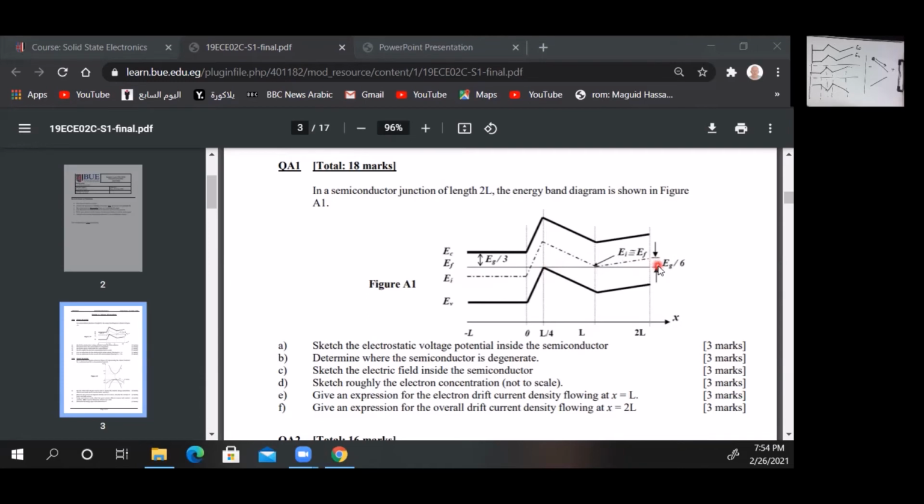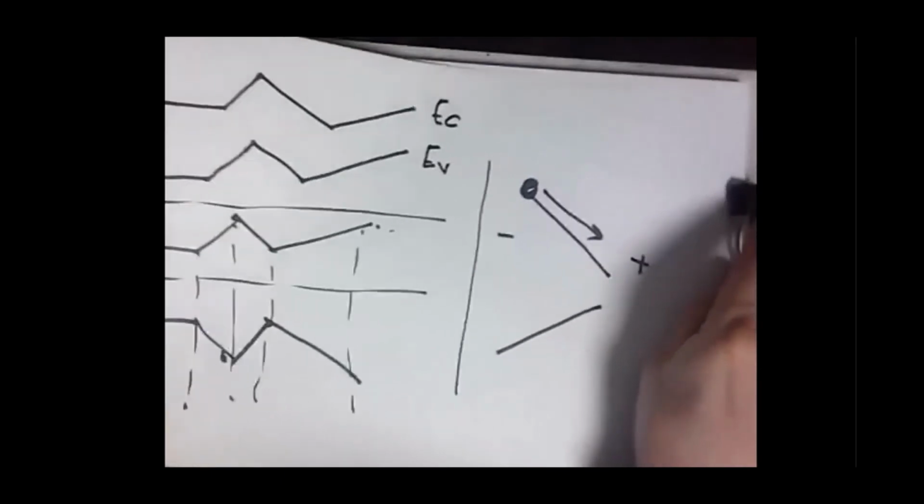Okay, but our question is about the degeneracy. At which part of this device is the energy band diagram degenerate, or the semiconductor degenerate? So a degenerate semiconductor is a semiconductor with a very high doping. So let me return back to this slide to refresh your knowledge.